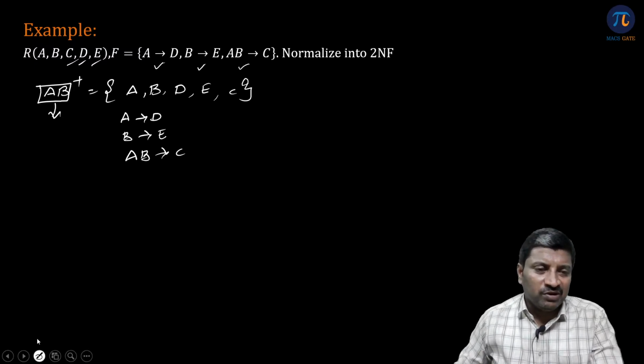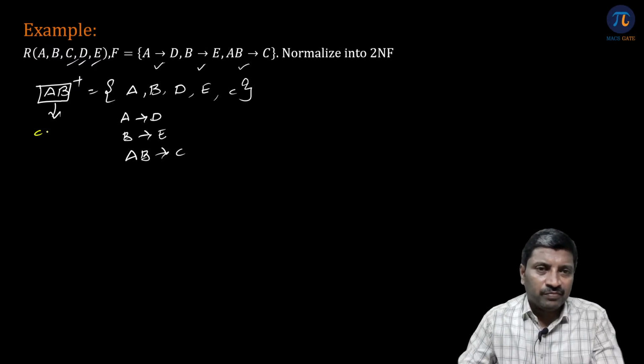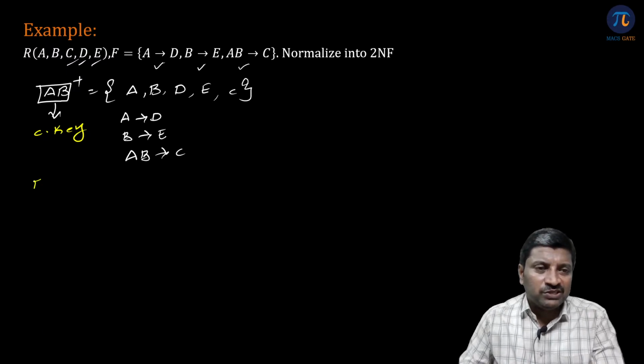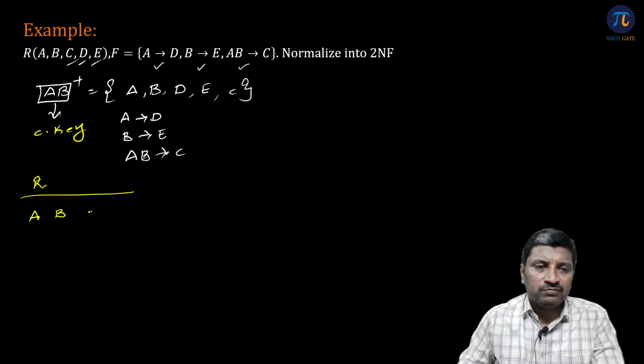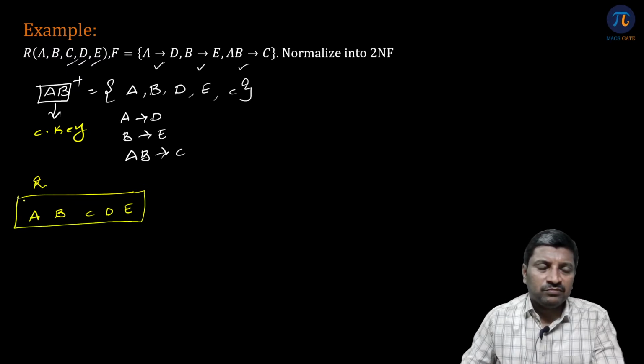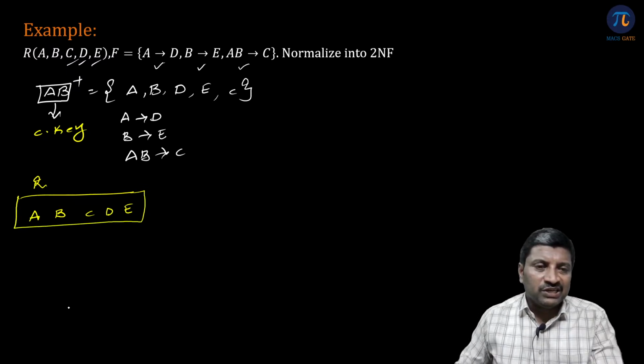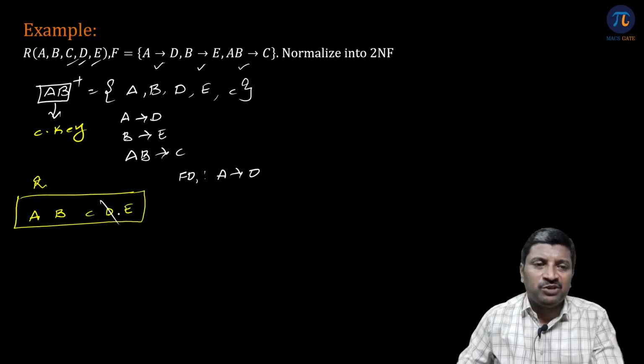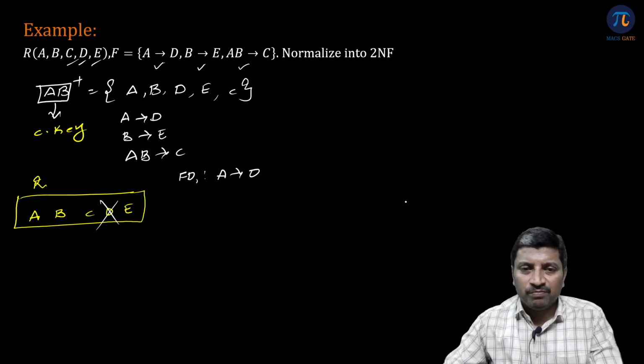So that is an example of a candidate key. What is the table you are having, sir? The original table is R, in which I have 5 attributes. Let us consider the first FD. What is the first FD, sir? A implies D. Because of this, D becomes the villain. So remove him. Who is responsible, sir? A.